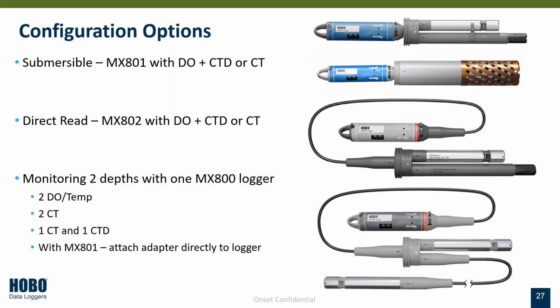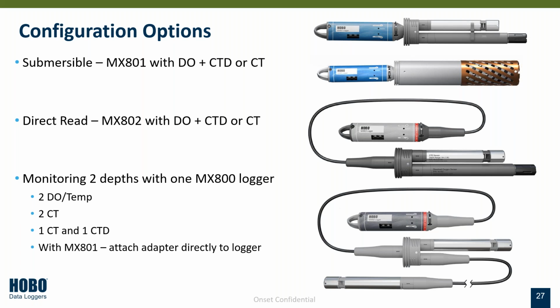And the direct read option is a cabled version. So that Bluetooth data logger's got barometric pressure included in there, and then you're able to cable down and put those sensors down at the different depths that you would like. And the very last one on here is going to be our monitoring depths.